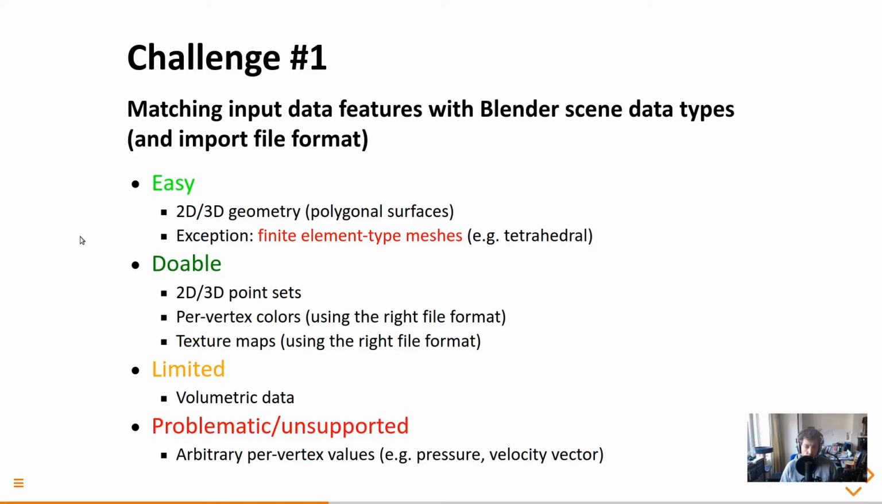And finally, if you have arbitrary values on the vertices, for example, a velocity vector, again, there's no way to represent such a value within Blender. It basically only knows about vertex colors. So you might need to strip away those velocity vectors. You might need to convert them yourself into colors first before importing, etc.